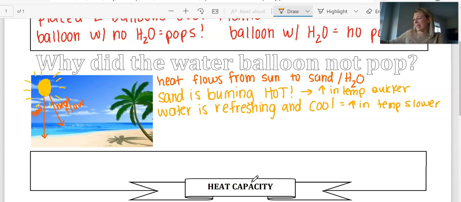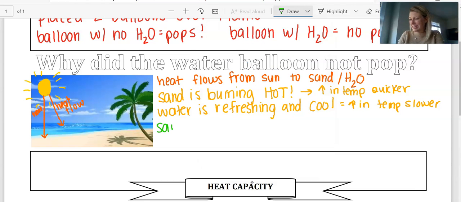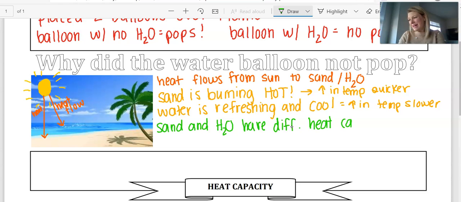Sand and water have a different heat capacity. And so let's go ahead and define heat capacity. So actually, well, let's jot this down. So sand and water have different heat capacities.